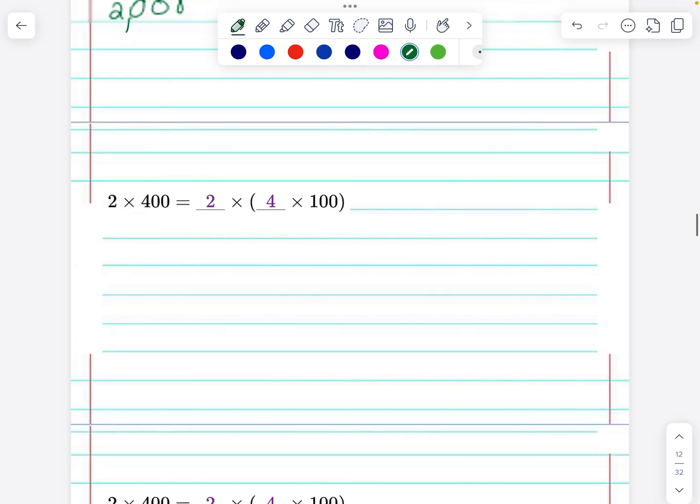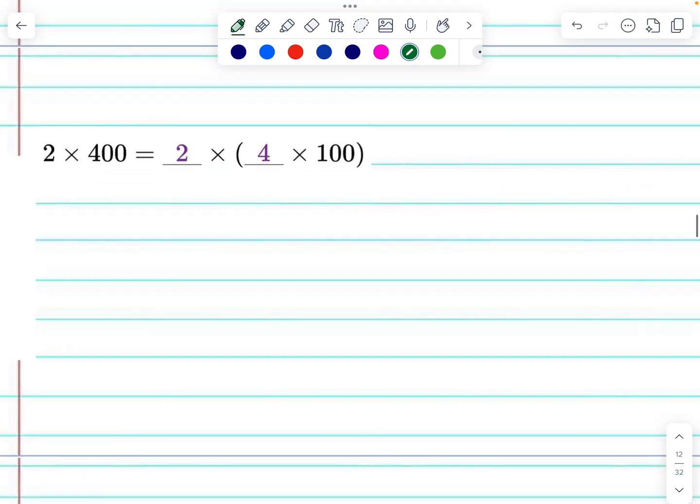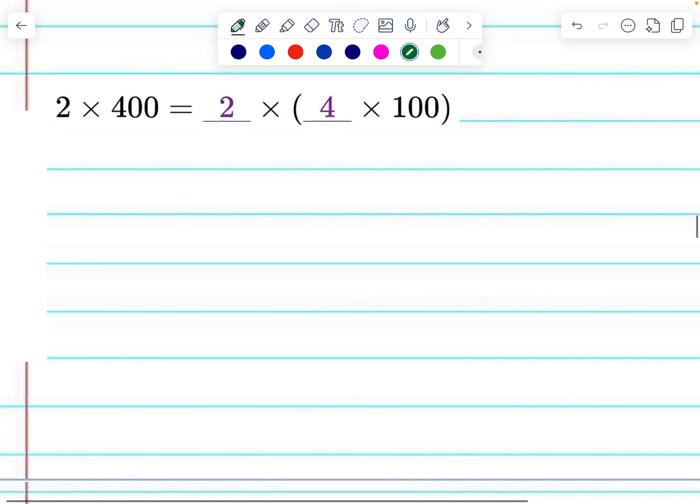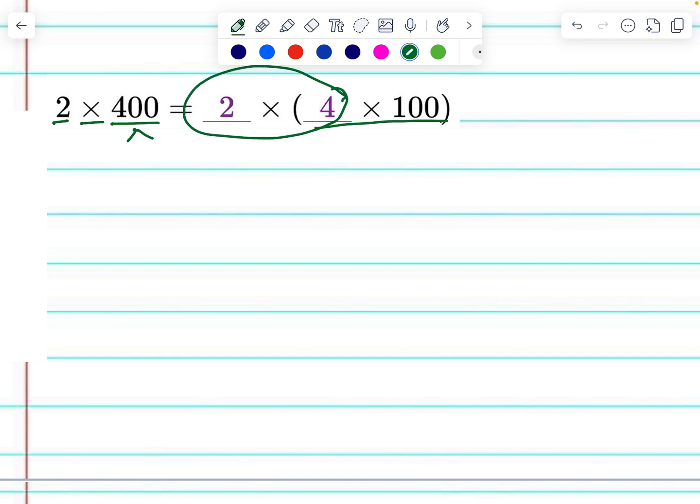Okay, now we're going to look at it a little bit more, the distributive property and the associative property. So we have this 2 times 400. What we're going to do is break this 400 into 4 times 100 so that we can multiply these two together, get the answer, and multiply that times 100. So let's see that work.